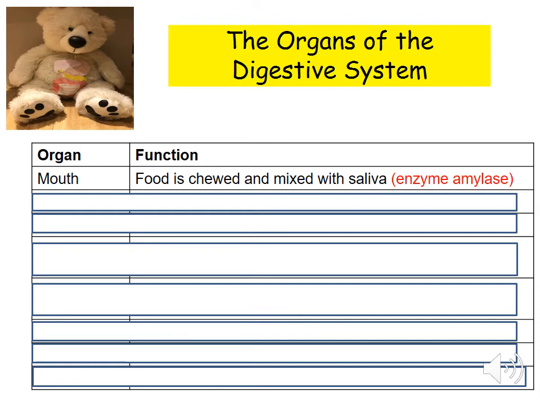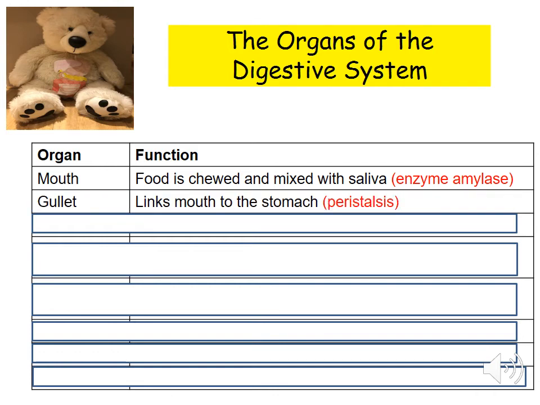Main thing that the mouth does, the function, is that the food is chewed and mixed with saliva, and some of you might have included that the enzyme amylase is added. You might have thought that the saliva contains a mucus and some water that helps the food slip down the gullet. Now, the gullet just links the mouth to the stomach, but some of you might have told me that the food gets from the mouth to the stomach, in fact gets all the way through the digestive system through a process called peristalsis, where the muscles above the food, we call it a bolus of food, contract, they squeeze and push the food through.